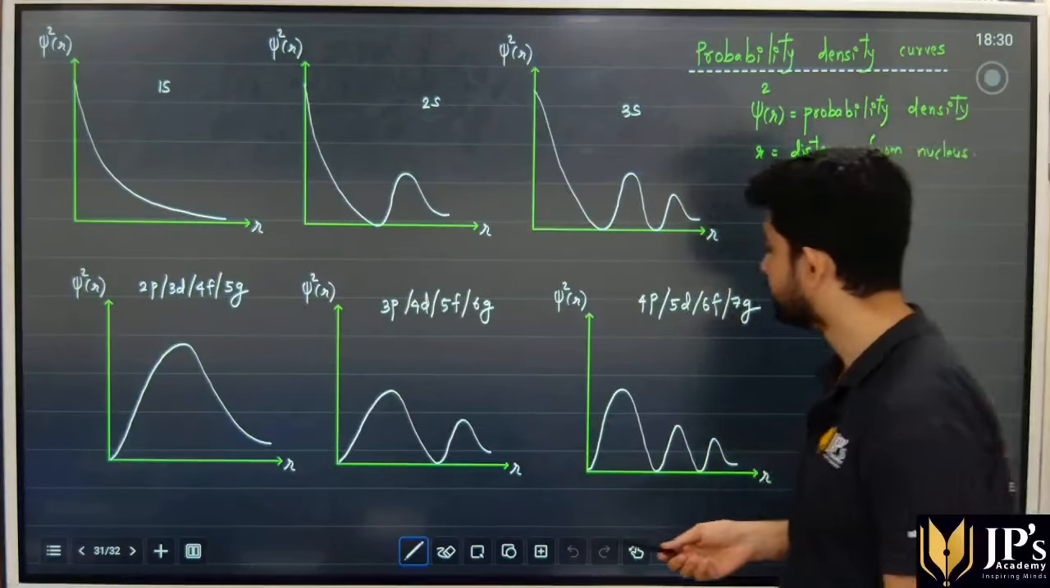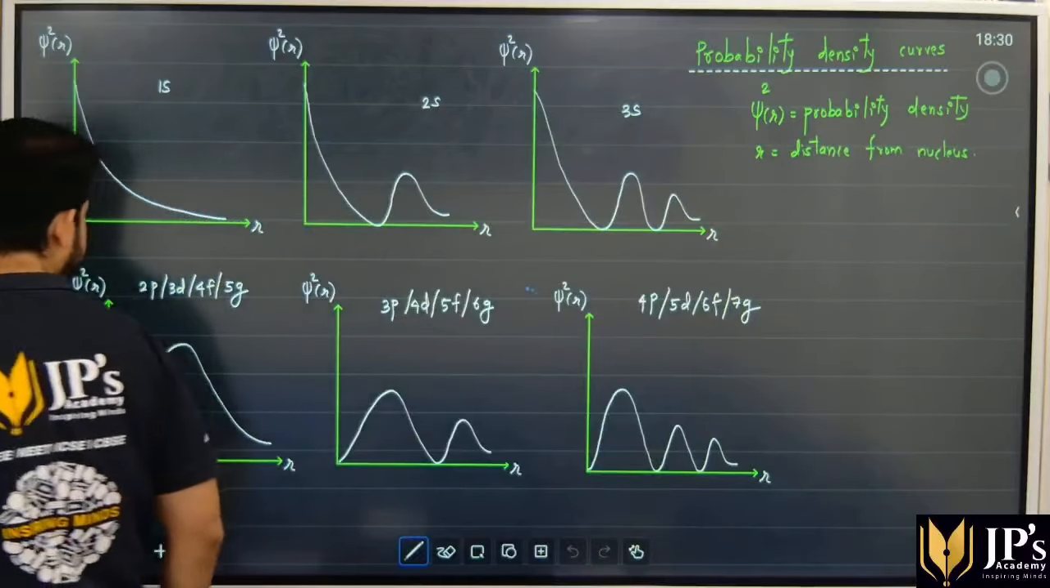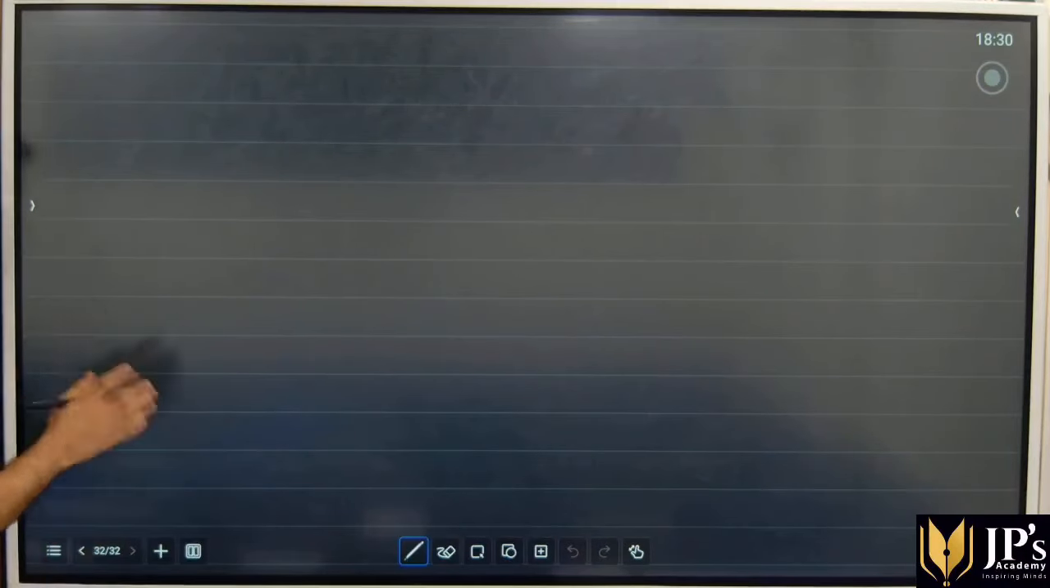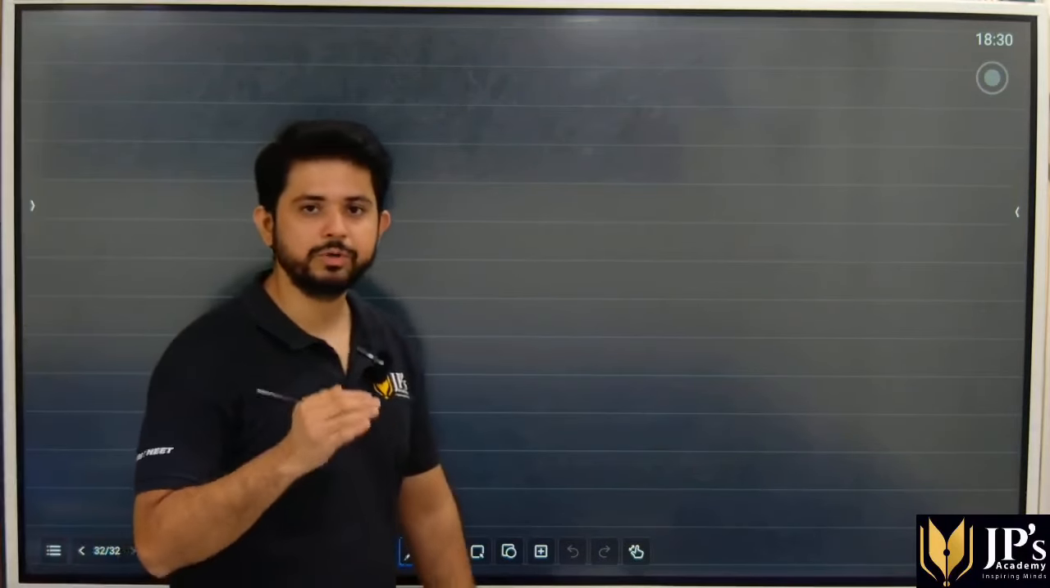And finally, students, from the electronic configuration, I want you to remember that copper and chromium have half-filled electronic configuration because half-filled shells are more stable. So students, this completes our quick run of atomic structure.